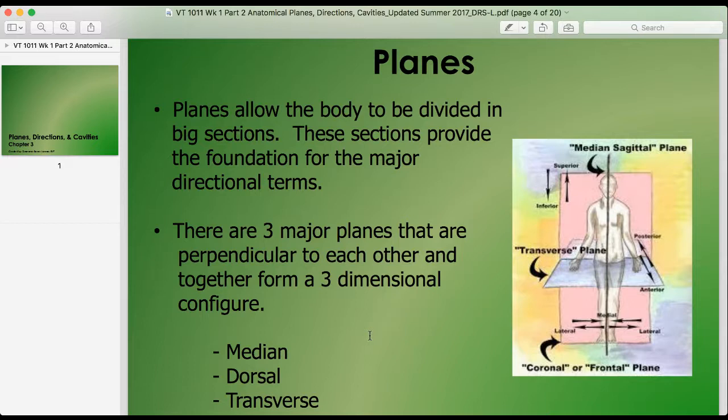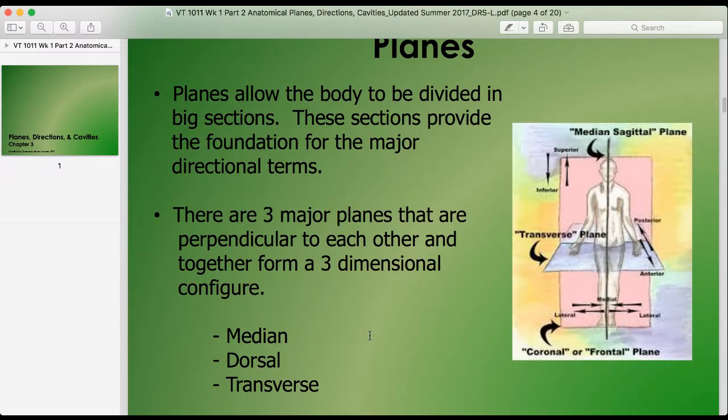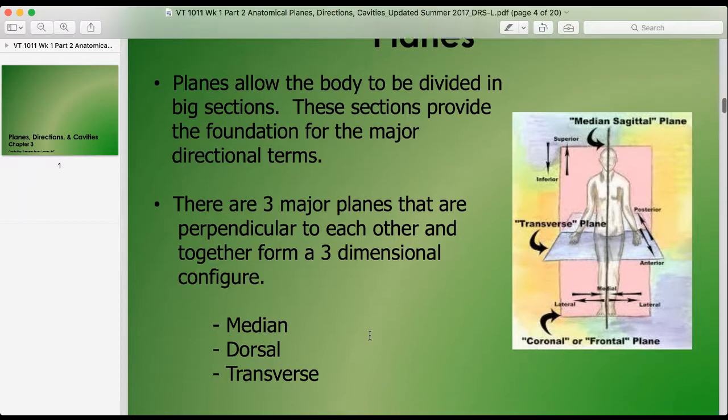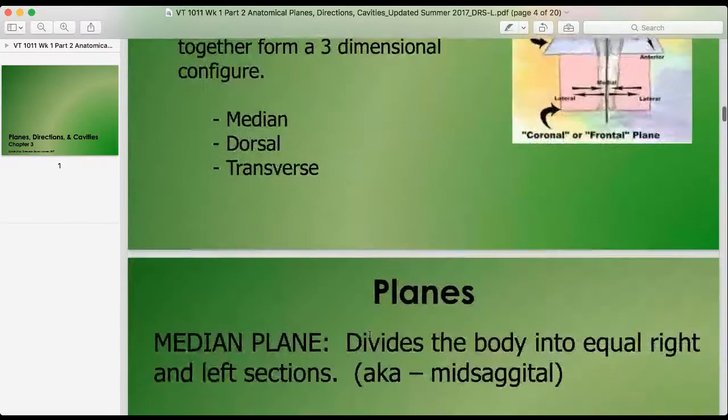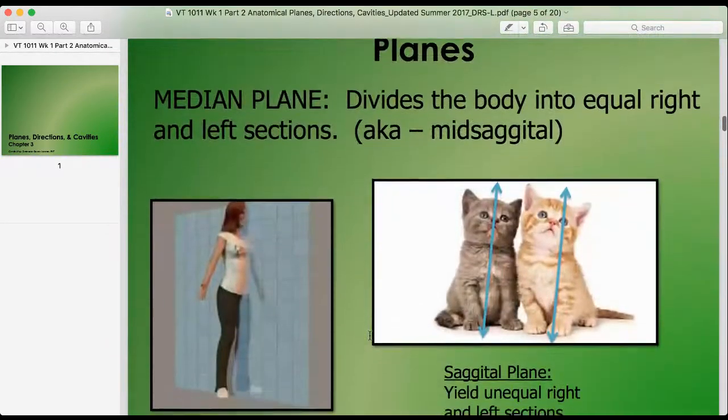And as you look at the picture, and again, coordinate it with your textbook, there are 3 major planes that are perpendicular to each other and together form a 3-dimensional configuration. Those planes, as you can study the picture on your own, are the median plane, or we also sometimes call it the median sagittal plane, a dorsal plane, which is toward our rear side, and a transverse plane. So look at the picture and there's also the frontal plane. So we're going to pull some of these apart.